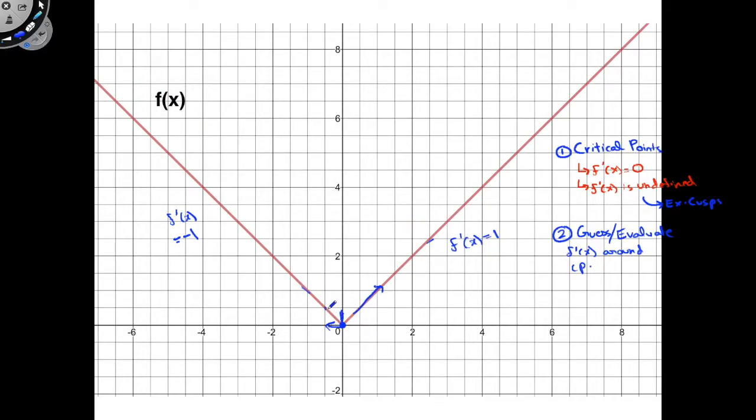Quick recap. For everything to the left of our critical point, which is x equals 0, because f prime of x is undefined at cusps, we have a slope of -1. That's because this is essentially the graph of a line, and lines have constant slopes. So for every value of x left of 0, we will have a slope of -1. Similarly, for everything to the right of 0, we have a slope of 1, because this is also a line. And now we can just go ahead and make an exaggerated sketch.